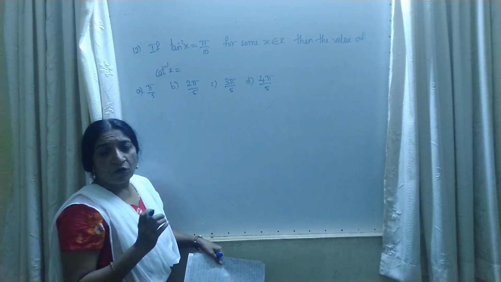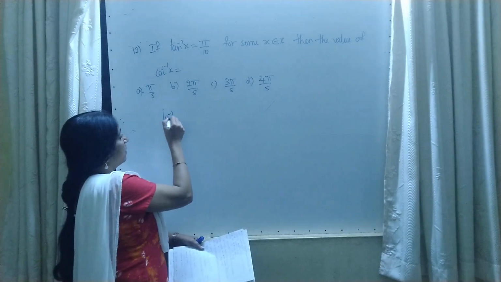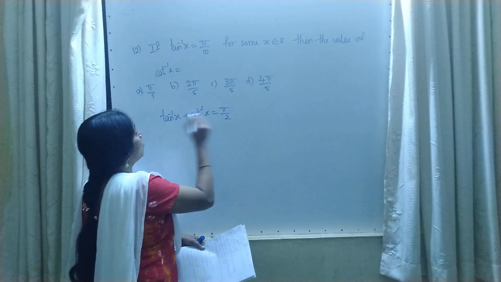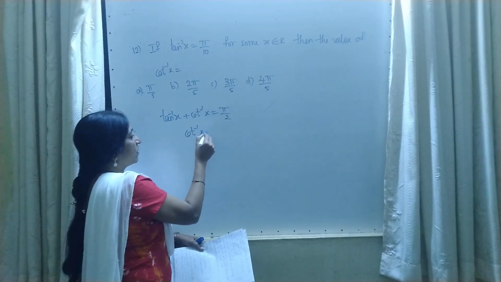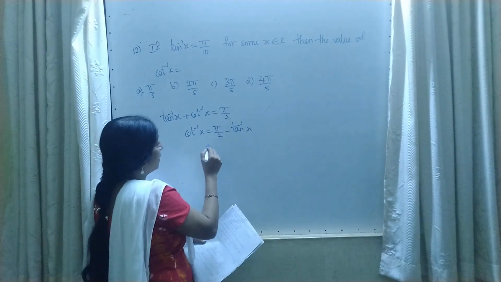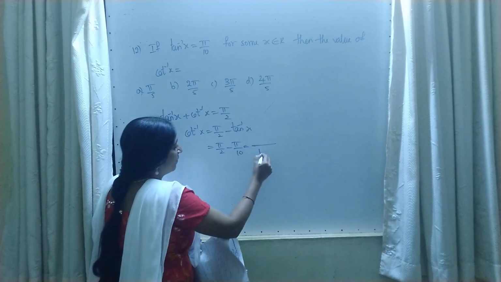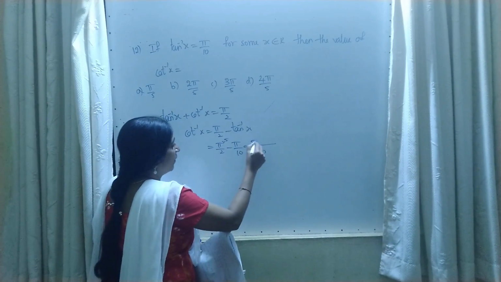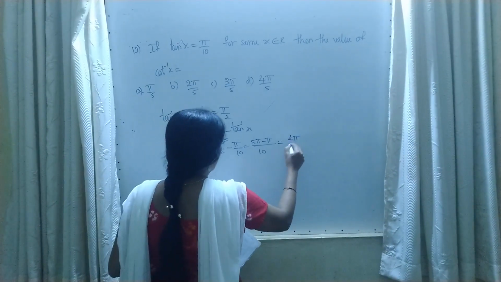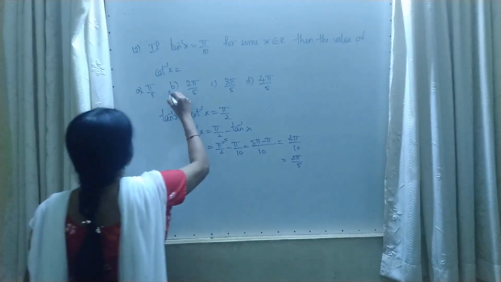Have you remembered a formula where the tan inverse and cot inverse are related? So the formula is tan inverse x plus cot inverse x is pi by 2, and we require cot inverse x. This is pi by 2 minus tan inverse x. Write down that tan inverse x value: pi by 2 minus pi by 10. Take the LCM. LCM is 10. It is multiplied with 5. 5 pi minus pi, that is equal to 4 pi by 10. 4 pi by 10 is nothing but 2 pi by 5. So which option? B.